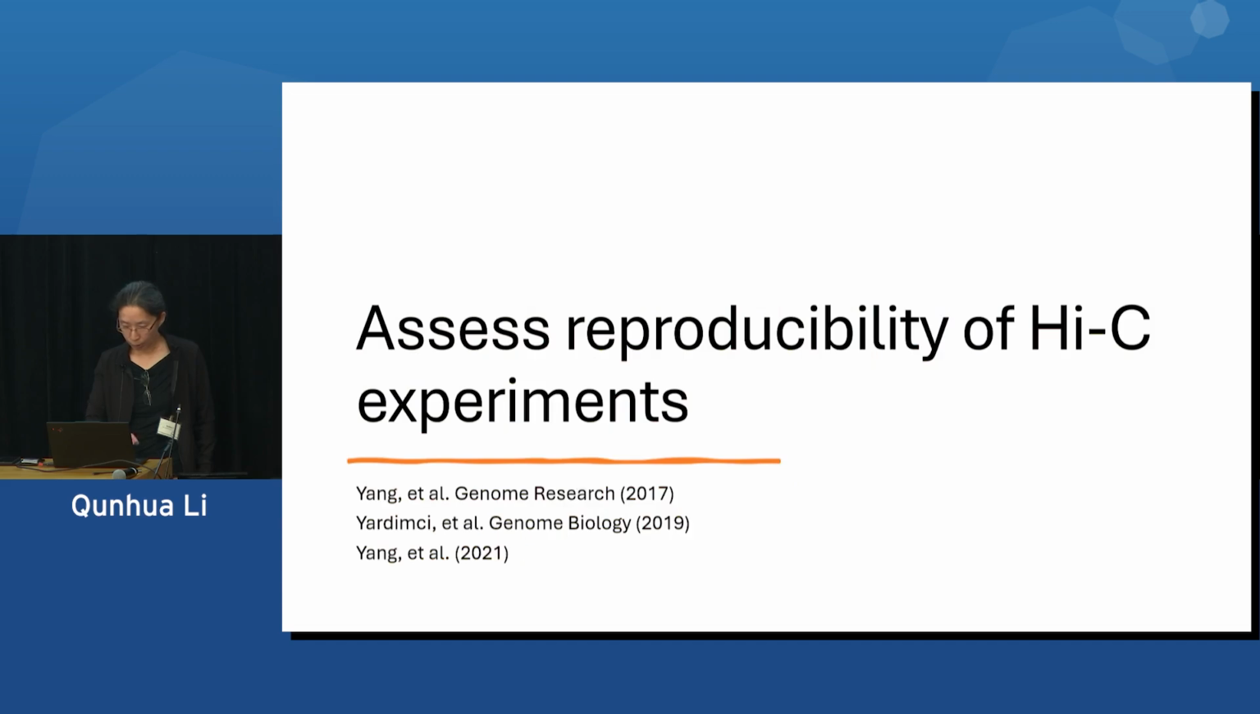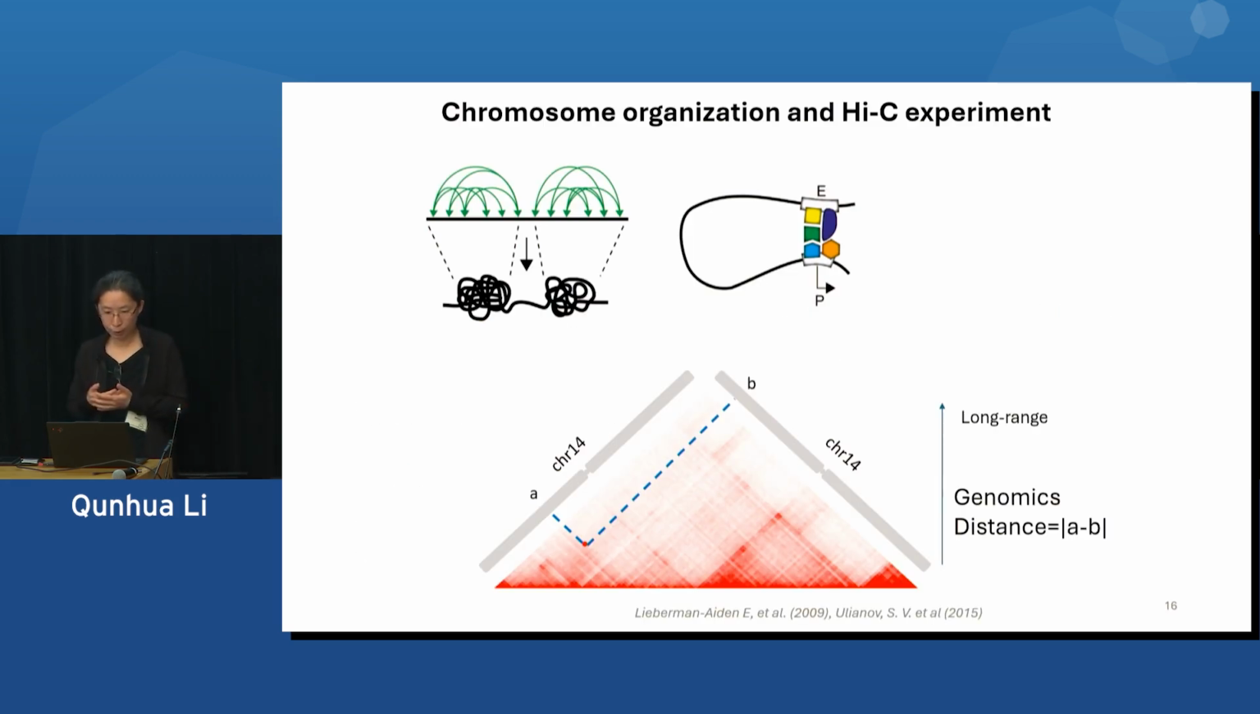Okay, so that's the first part, and then I will move on to the second part, that is to assess reproducibility of the whole experiment. The example I'm using here is Hi-C data. I think on Wednesday you saw Christina Leslie's talk. She talked a lot about Hi-C, so I think people are familiar with the structure of the data. Basically, Hi-C assesses the interaction between two loci on the genome.